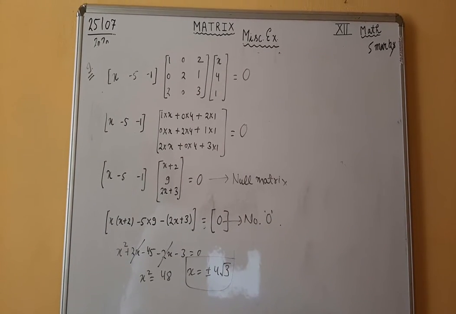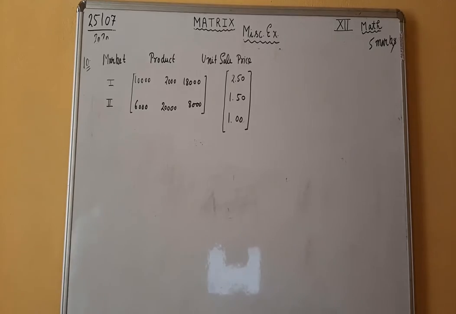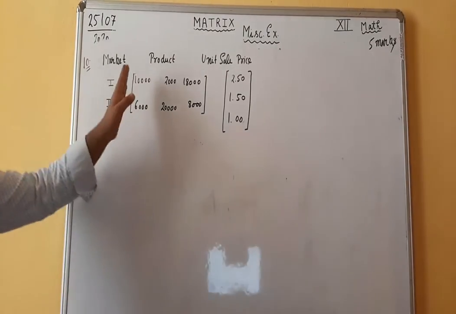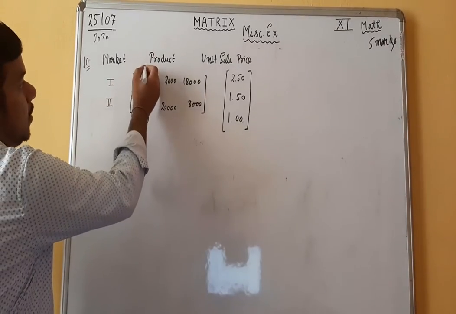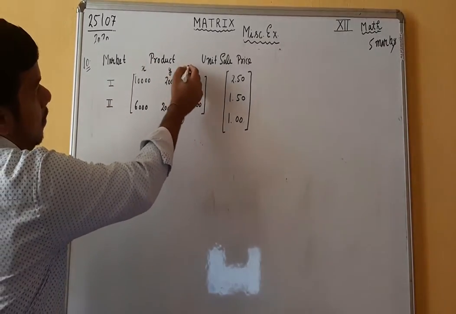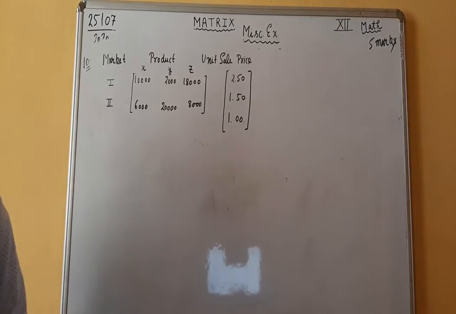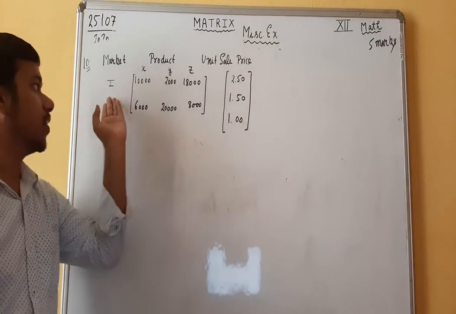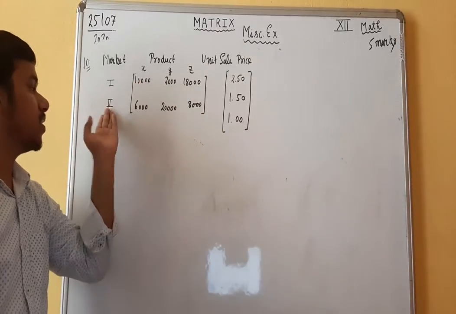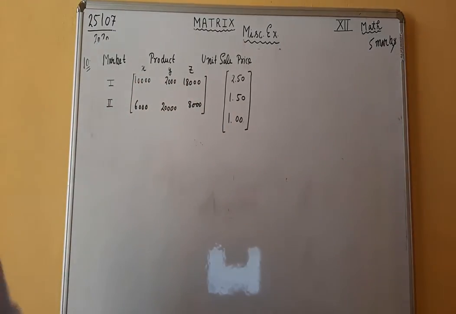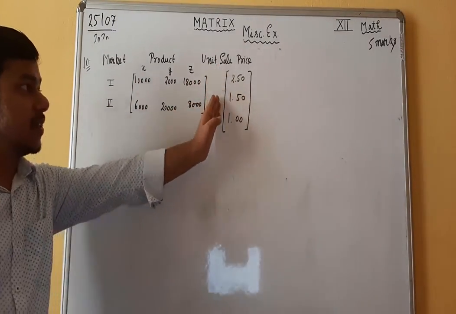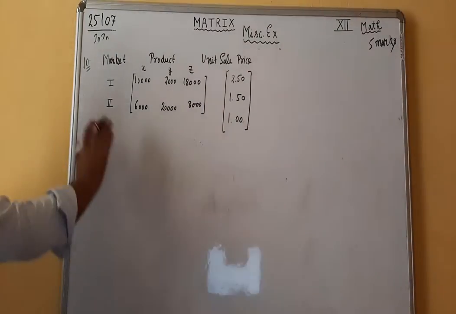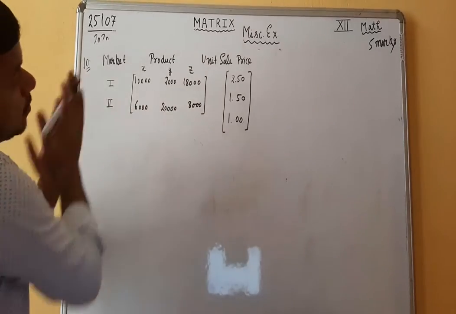Now see the next problem. In this problem you are given that a manufacturer produces 3 products, X, Y, Z, in 2 markets, right? He sells these products in 2 markets. In first market the sale is this, in second market the sale is this, and unit sale price is given by these matrix, right?